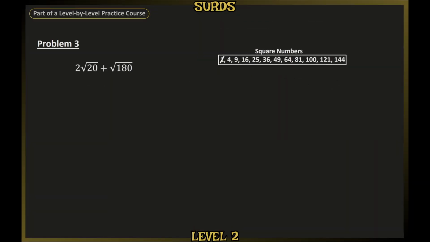In problem 3, we're simplifying 2 root 20 plus the square root of 180. Again, we need to simplify each of these surds independently. So starting with the smallest one, which is root 20, we need two numbers that multiply to make 20, where one is a square number.